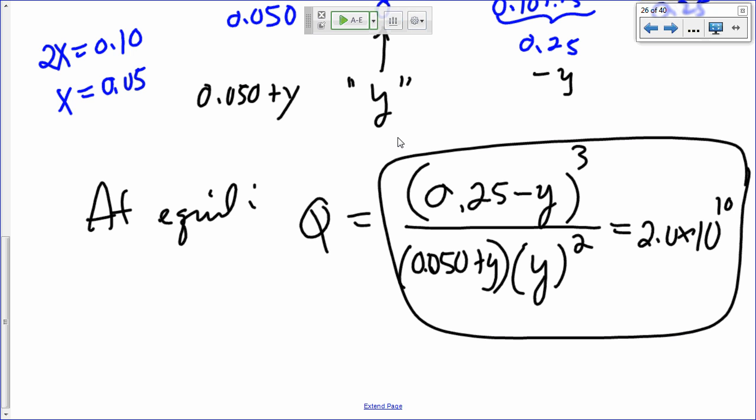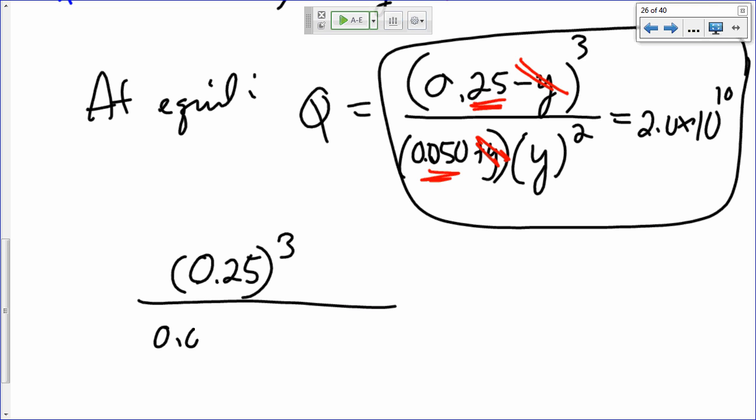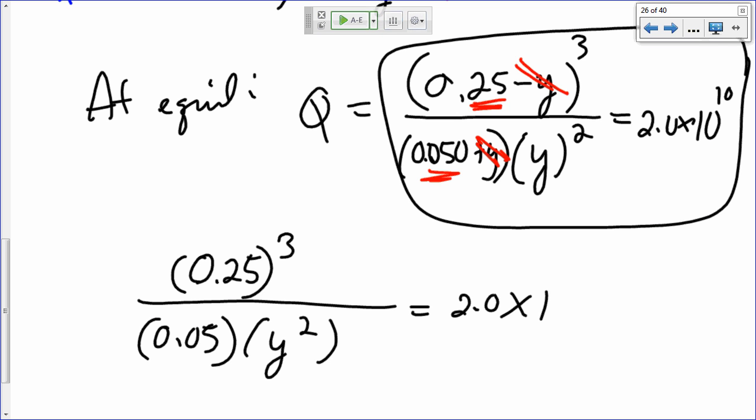What simplifying assumption can I make? I know that this y is just a trace amount, right? Because I have a very large Keq favoring the product. So I can say compared to 0.25, that y is going to be negligible. So I can neglect that. Compared to 0.05, that y is going to be negligible. I can neglect that. That makes it easy for the algebra now. What happens to your algebra now? It's 0.25 cubed over 0.05 times y squared equals 2.0 times 10 to the 10.